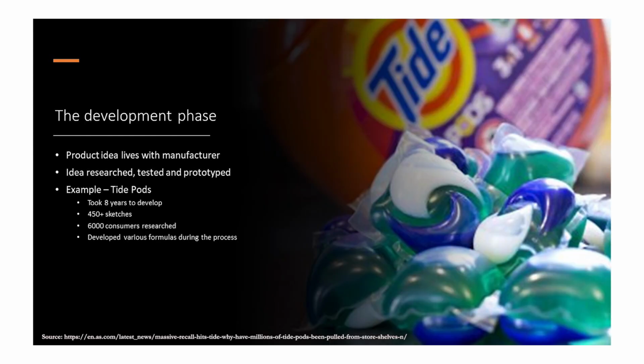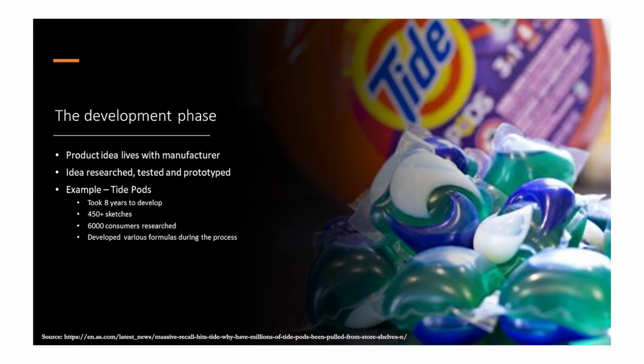So, let us talk about these phases. In the development phase, the product idea is living with the manufacturer. Okay, the manufacturer of the product has got the product idea. So, he researches the idea, he tests and prototypes it. Okay. So, that is where you are developing the product.